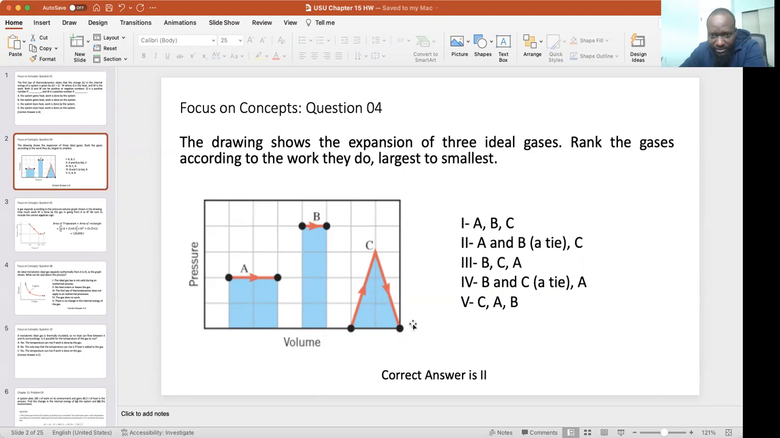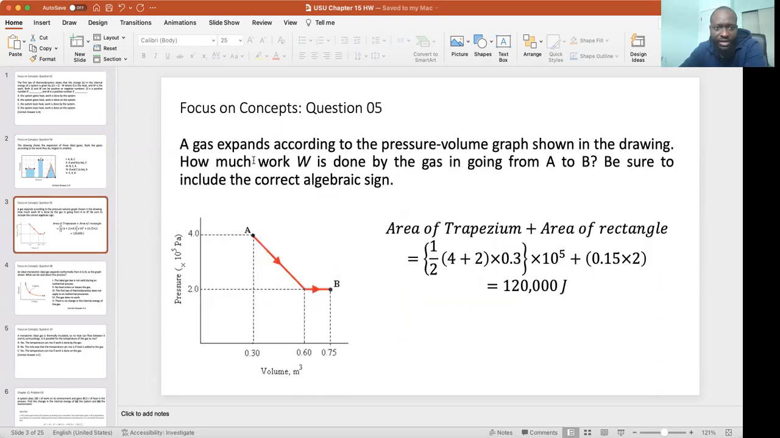So the correct answer is going to be option 2. A and B are tied because they have 4 boxes each, so they have the same area, and they are both larger than C. So the area of C is smallest. So the correct option is A and B a tie, and the smallest one C.